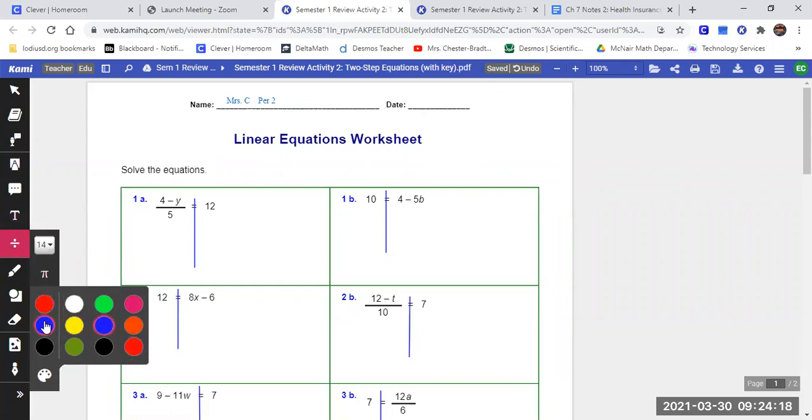Okay, now we need to look at this problem. We need to get the part with the variable by itself.